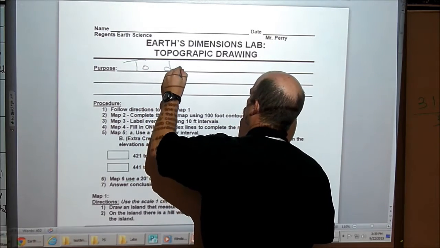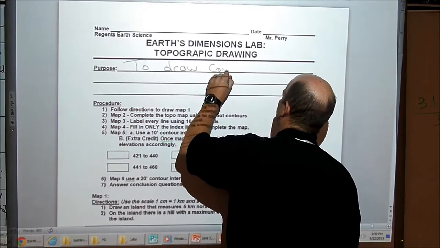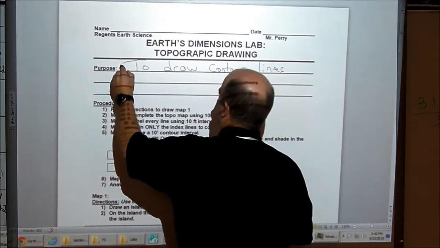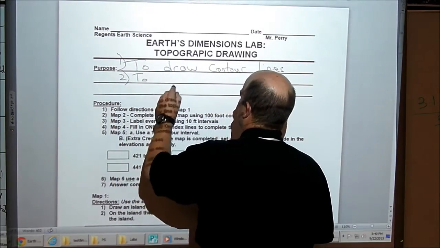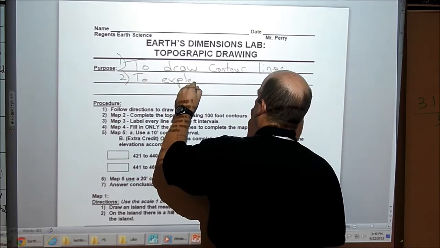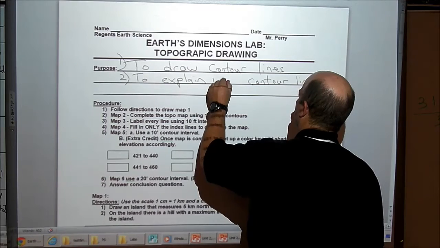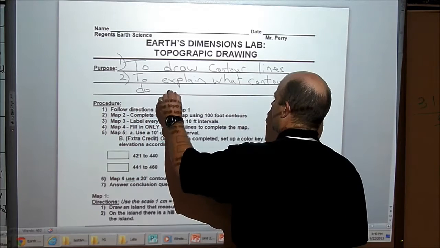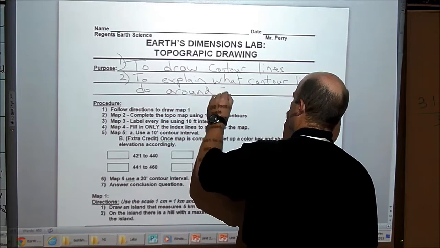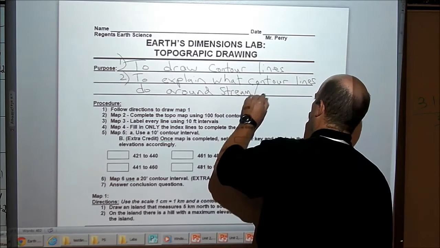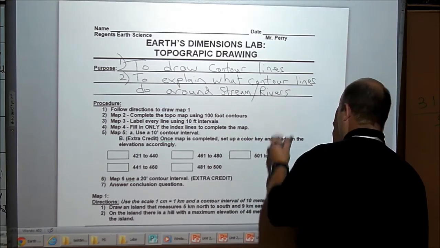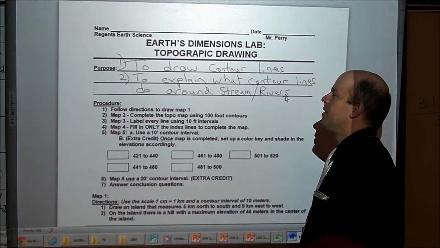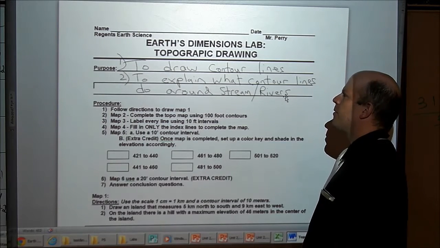The purpose is to draw contour lines, to explain what contour lines do around streams and/or rivers. And if you listen to the notes, or if you were here in class, you probably could figure that out already, but that's what we have to think about. We have to explain what contour lines do around streams and rivers.